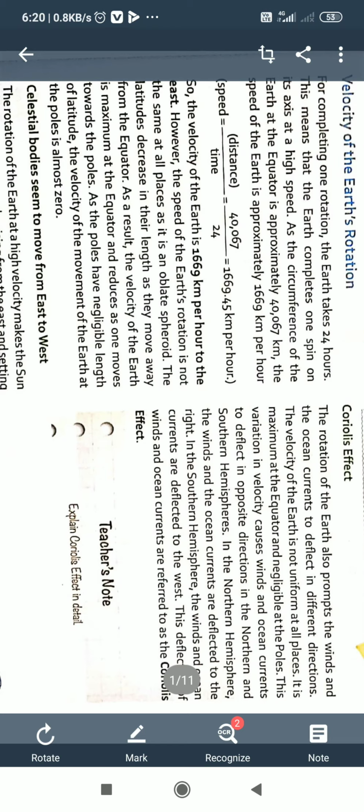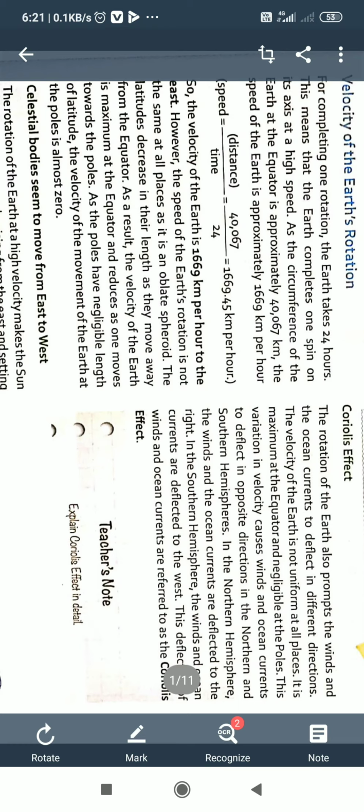Next, now I am going to tell about the circle of illumination. The earth rotates from west to east. As it rotates, only half of the sphere, which faces the sun, experiences day. The other half of the sphere that remains away from the sun experiences night. This experiment we can do with the help of a bulb and torch.